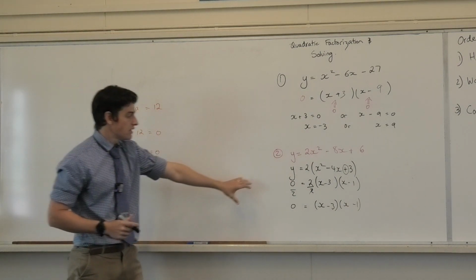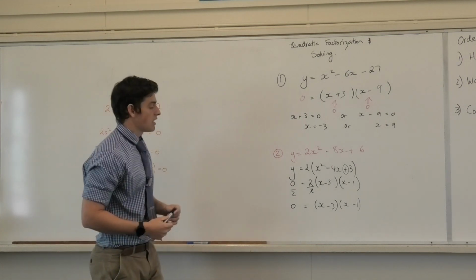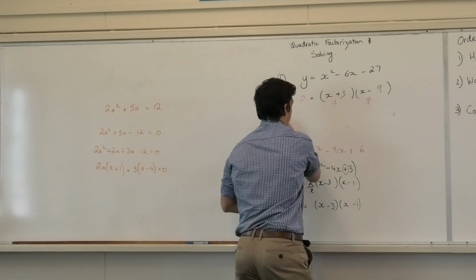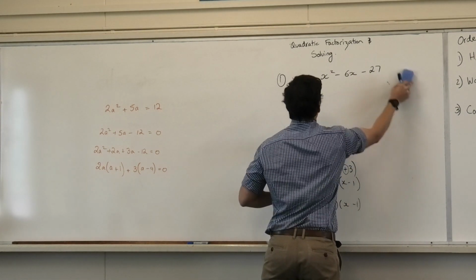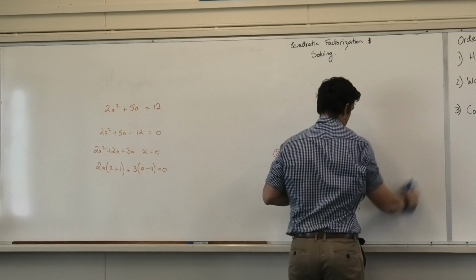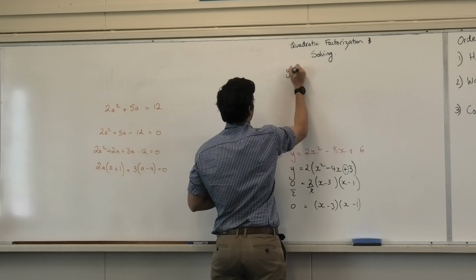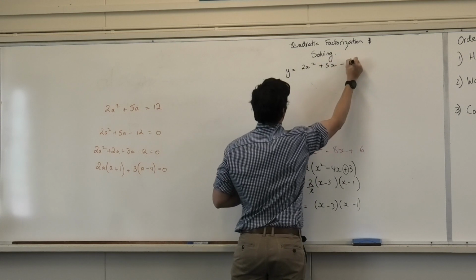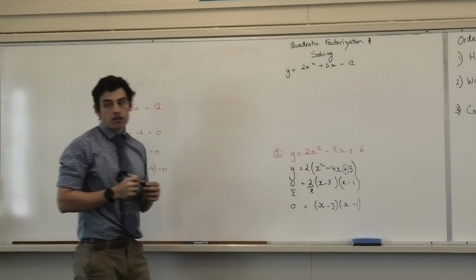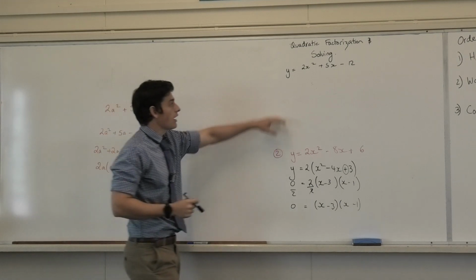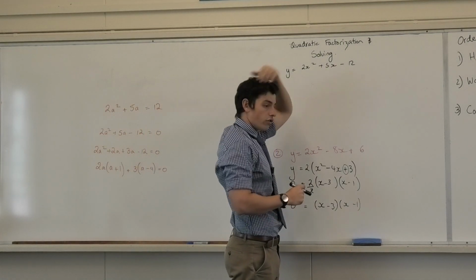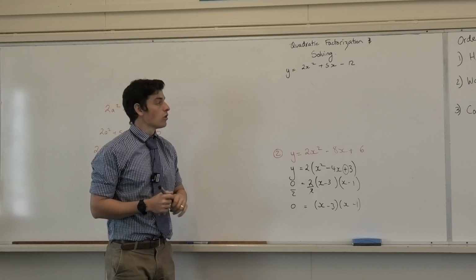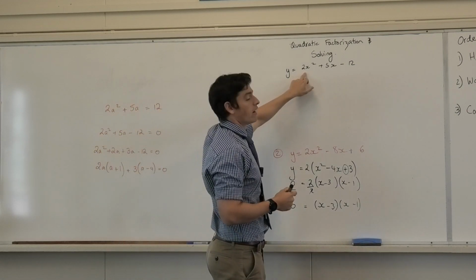Now what separates this example from the example I gave before, which was y equals 2x squared plus 5x minus 12. The difference between this and that is that I can't divide the 5 by 12. So I can't use that first step. Which means now I've got a value at the front.